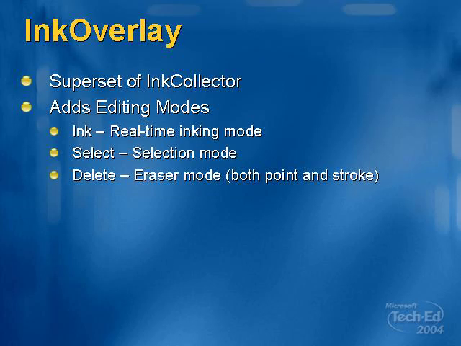The other ink collecting object is the ink overlay object. It's a pure superset of the ink collector, but it adds editing modes in addition to the collection modes. The editing modes are inking, selection, so that you can select any stroke or strokes within the window, and delete or erase mode. And this is where you set point. You can have point and stroke erase available.